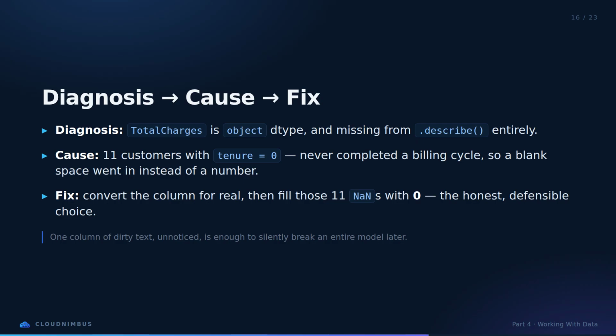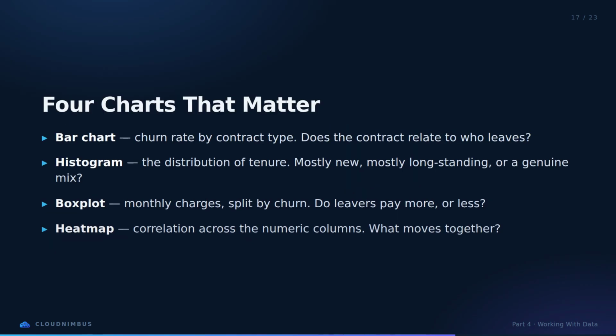So, the fix. 2 steps. First, actually convert the column this time, not a disposable copy. Assign the results straight back onto the total charges column. Second, decide what those 11 resulting NaNs should become.